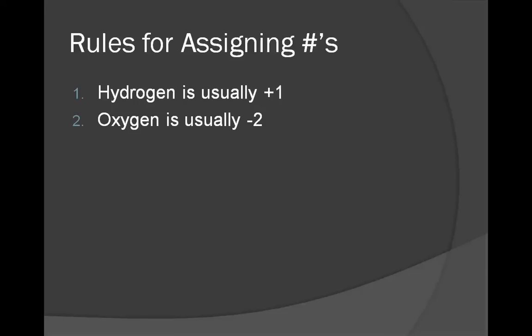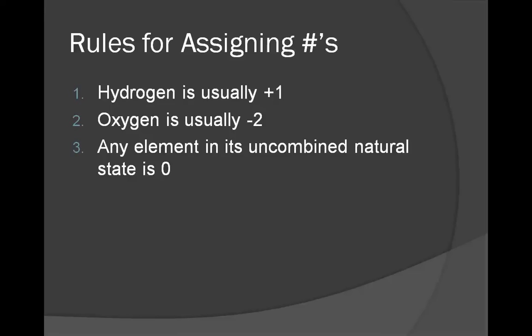Next one, oxygen's -2. Again, it says usually. The only time it's not is in peroxides. So hydrogen peroxide, it's -1, but you almost never run into that. Okay, so as far as you're concerned, when you see oxygen in a compound, it's automatically -2.